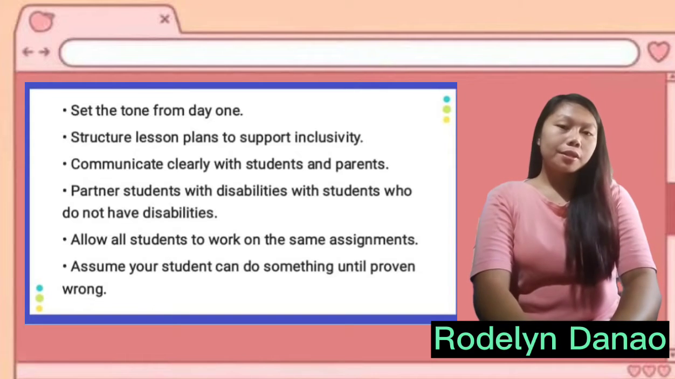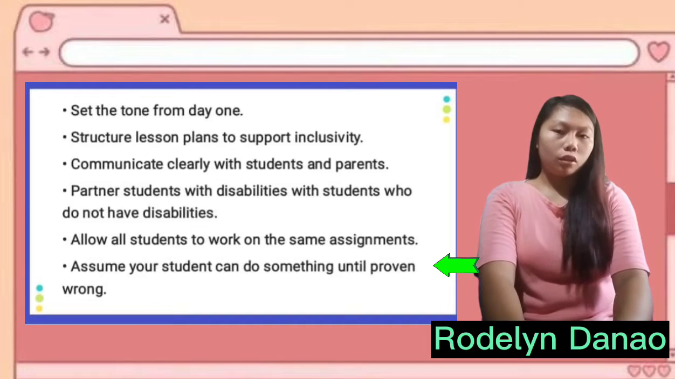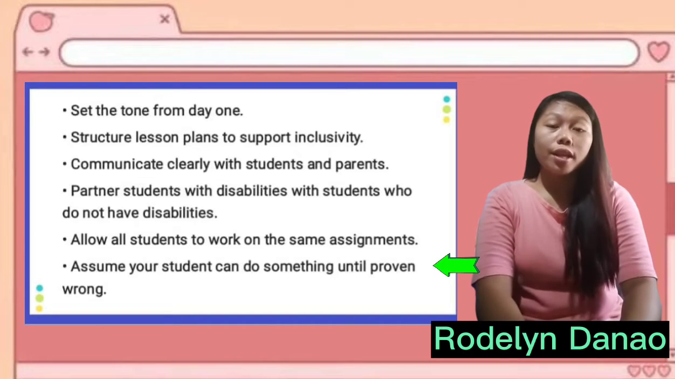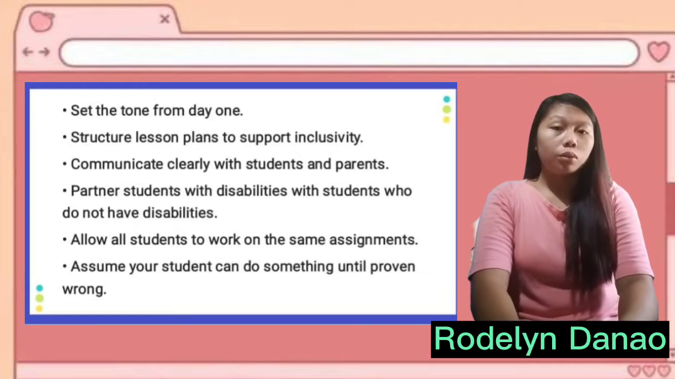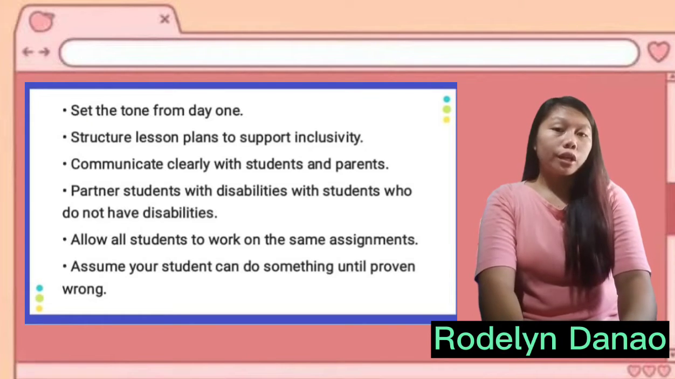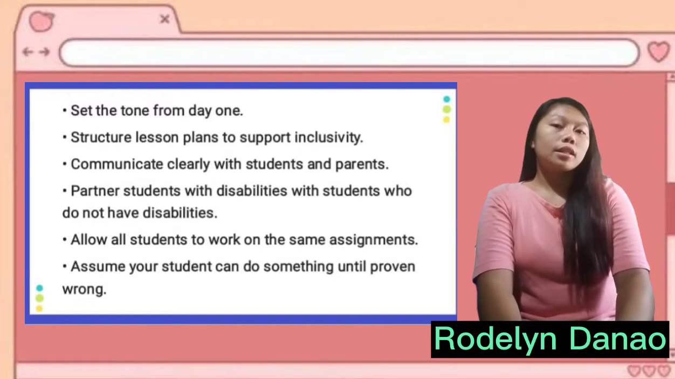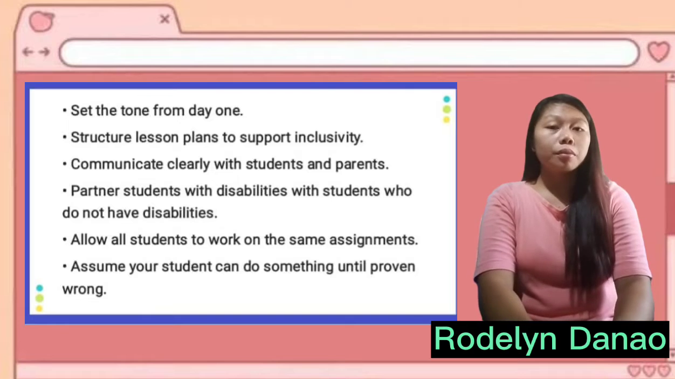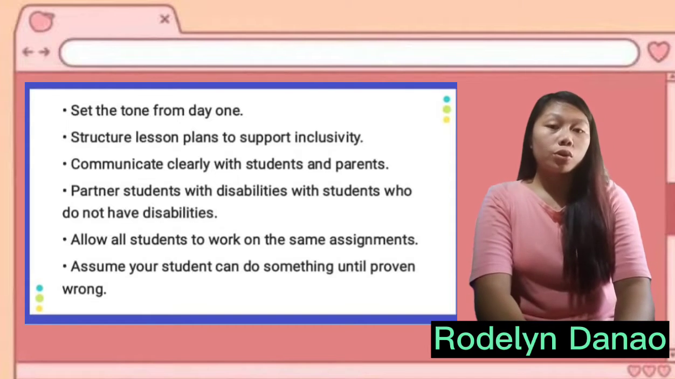So another tip is assume your student can do something until proven wrong. Many times, students with disabilities are not given the benefit of the doubt when it comes to their abilities. So, as a teacher, let all your students have a chance to shine. Support them when they do not succeed. And never assume a student cannot do something without seeing for yourself.